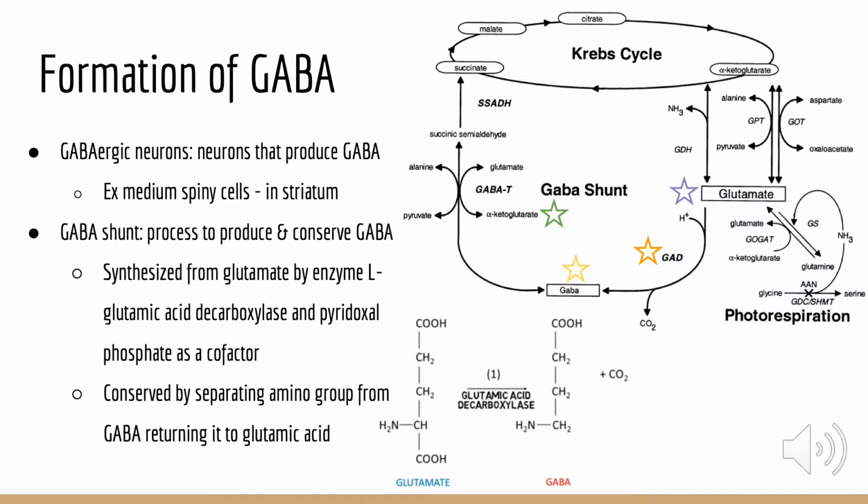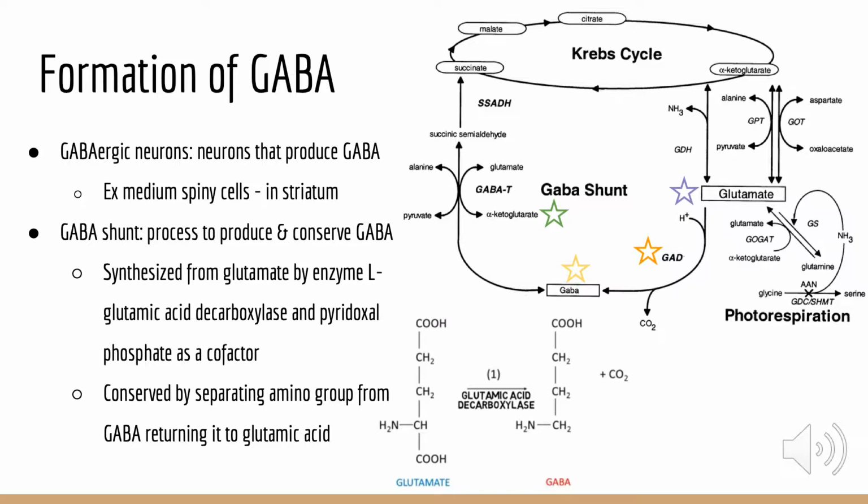The formation of GABA. GABAergic neurons are neurons that produce the neurotransmitter GABA. GABA is a nonspecific neurotransmitter. An example of a cell that produces the neurotransmitter is a medium spiny cell, which is located in the striatum, a basal ganglia structure in the forebrain.